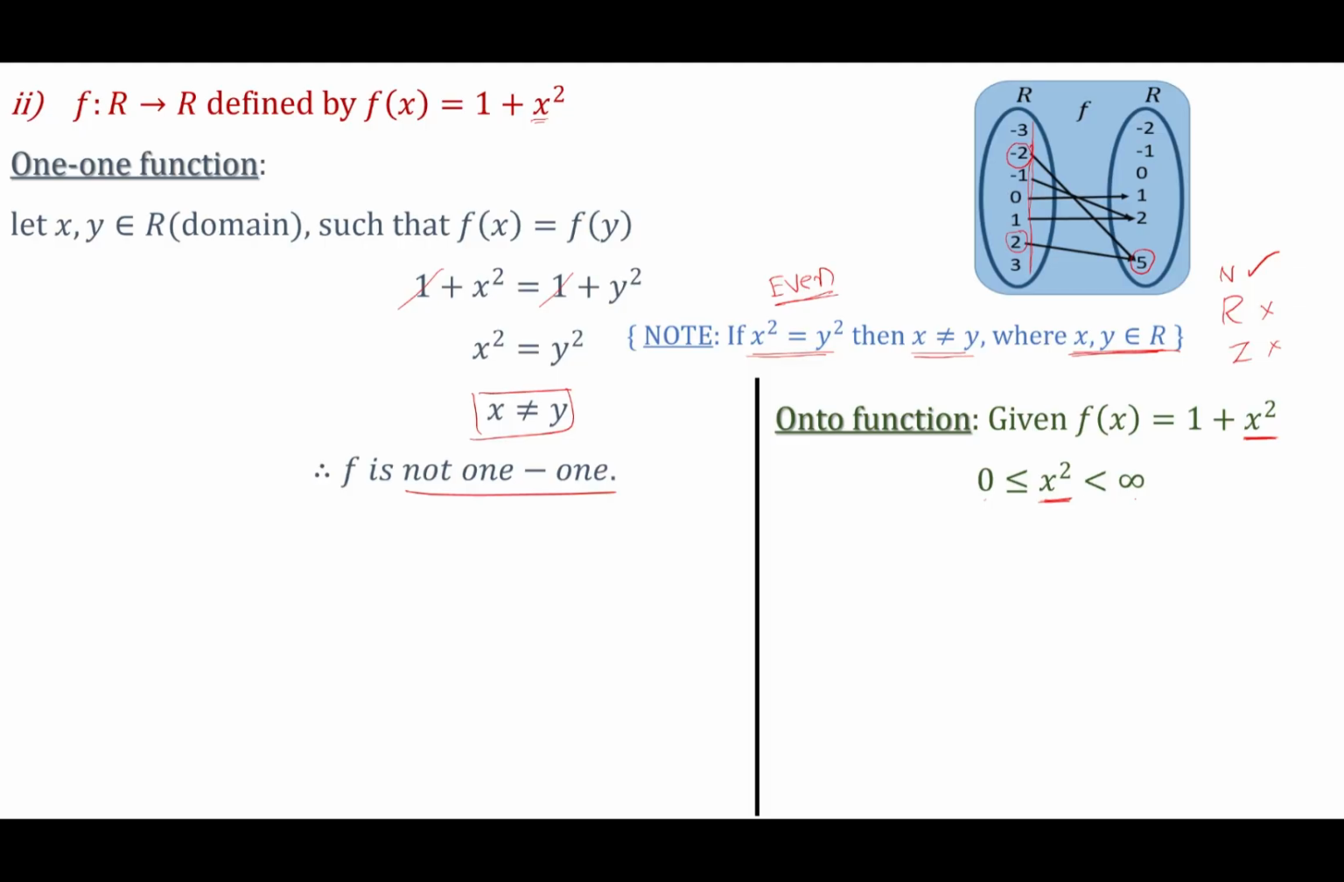Now add 1 throughout the inequality. So if I add 1 throughout the inequality, 1 plus 0 is 1, and 1 plus x square is less than 1 plus infinity, which is nothing but infinity. That means this is our function f of x. So f of x lies between 1 and infinity.